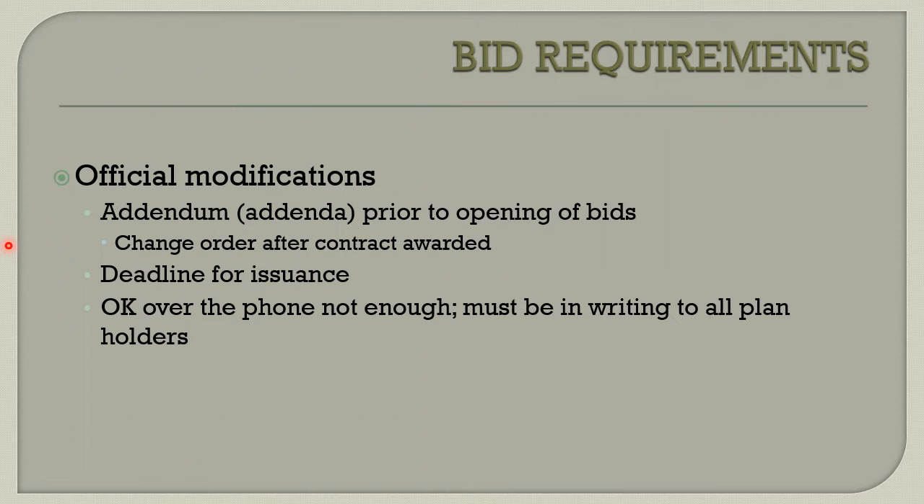If you ask for a change prior to bids, or even a change order after the contract is awarded, do not accept an okay over the phone. That helps, but do not rely upon it. It must be in writing, and it must be to everybody who is holding a set of plans for this project. And it has to come from the official contact person. If you are doing work for the county engineer, getting an okay from one of the county inspectors is not sufficient.